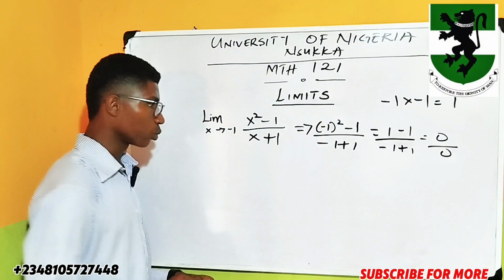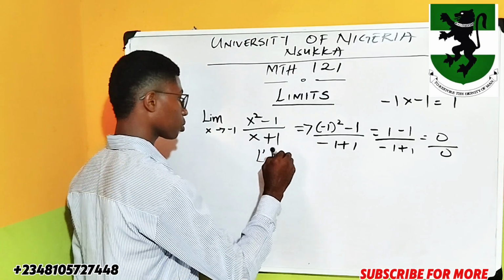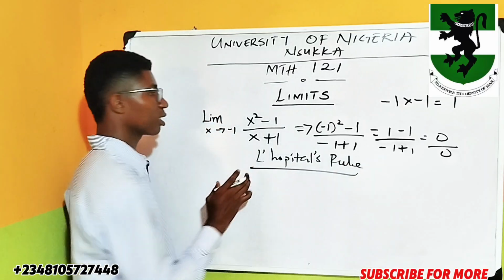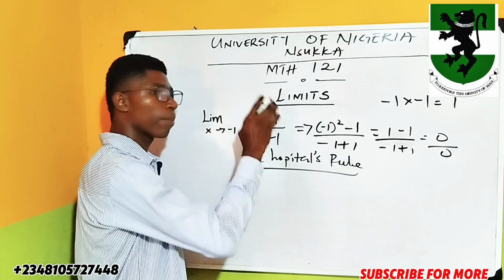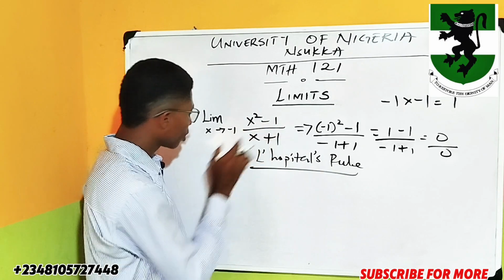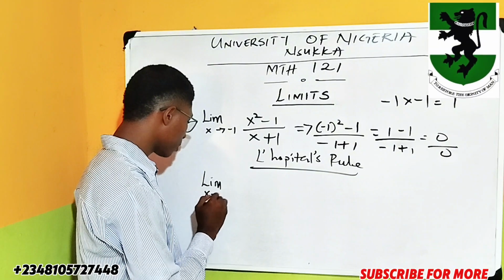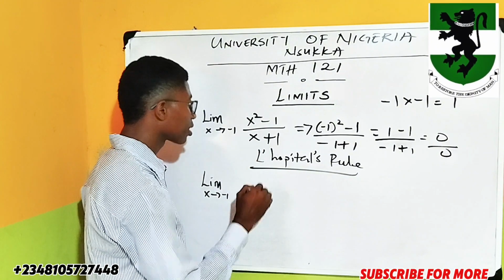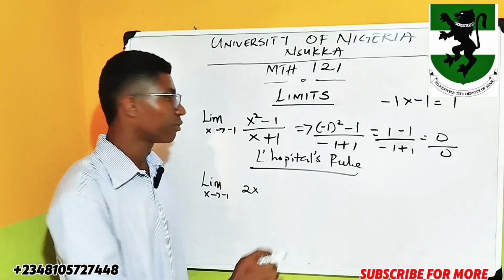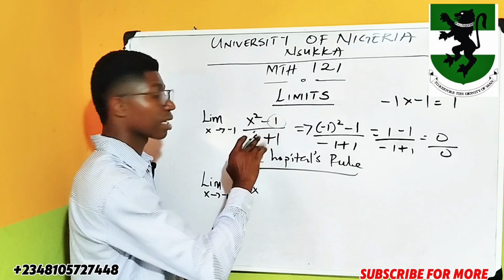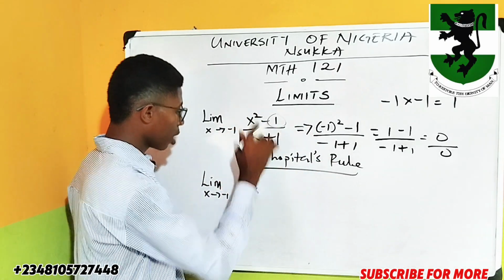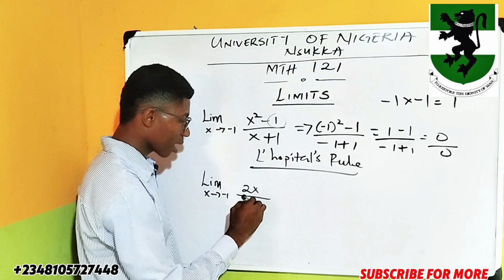Let's apply the L'Hopital's rule. From the L'Hopital's rule, we differentiate term-wise. We differentiate the numerator term-wise and the denominator term-wise. Differentiating the numerator term-wise, we have the limit as x approaches minus 1 of 2x minus 0, because minus 1 is a constant, it doesn't have x in it. By differentiating with respect to x, minus 1 doesn't have x at all. So when you differentiate a term that doesn't have x, it is 0. Also, if we differentiate x, we have 1.